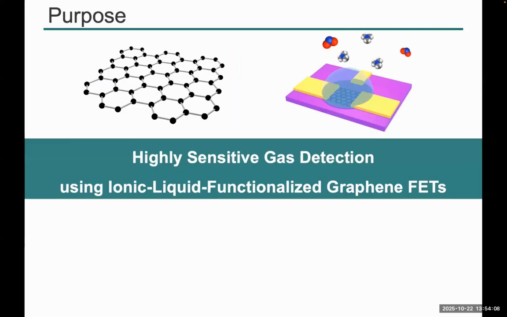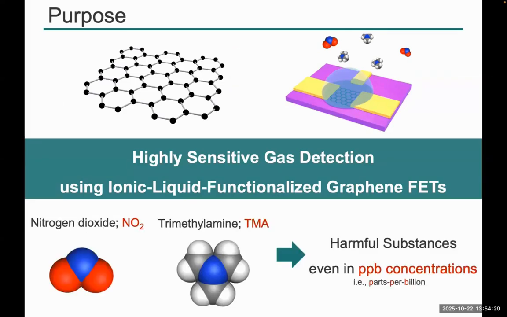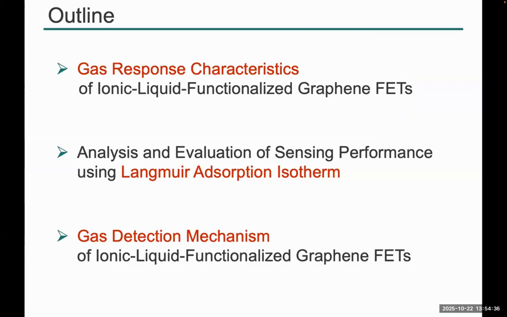The goal of this study is highly sensitive gas detection using Ionic-Liquid-Functionalized Graphene FETs. In this study, we focus on two kinds of gas molecules, nitrogen dioxide and trimethylamine (TMA), which are very harmful substances for our bodies, even at very low concentrations. Here is the outline of my presentation.